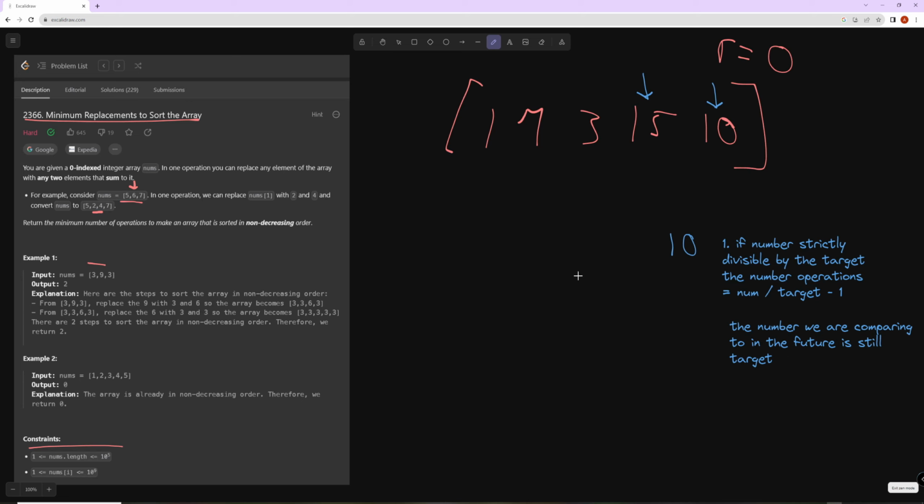Now the trickier one is if it's not strictly divisible. So here we have 15 and 10, and we can't break it down to 18 or 8 and 7, but what if we have something like 3 and... or not even 3. Let's say we have like 7, something tricky. So let's say we have 7 and we have, I don't know, like 22.